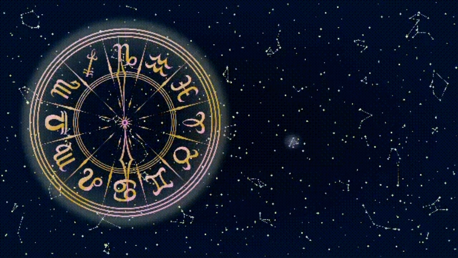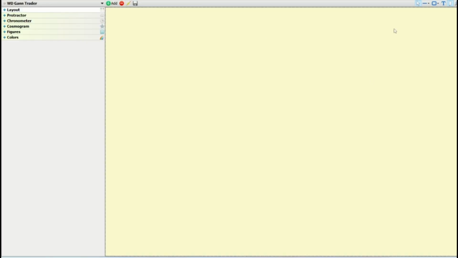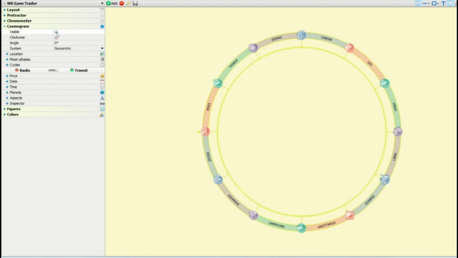So first of all, open the Ganzilla application. Here is our Ganzilla application. For today's strategy, we are only going to use Cosmogram, so just make the Cosmogram option visible from here. In the Cosmogram part, we need the following settings. For the clockwise option, make it visible. Angle we have to keep as 0 degree. For system, there are two systems, geocentric and heliocentric. We are going to use the geocentric option.